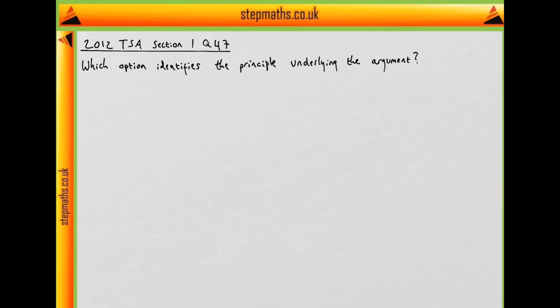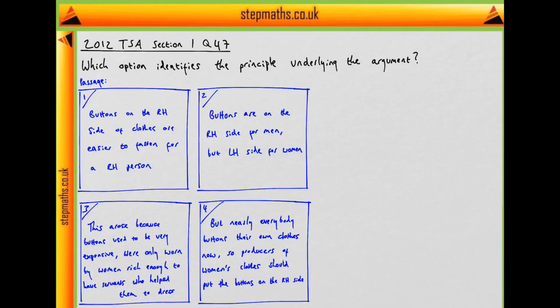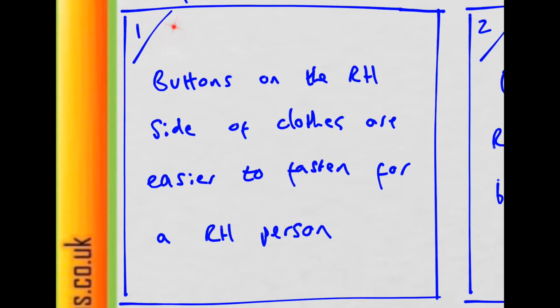This video is on question 47 of the 2012 TSA, and here we're asked which option identifies the principle underlying the argument. And this is the passage that we're given. So in sentence 1 of the passage, we're told that buttons on the right-hand side of clothes are easier to fasten and unfasten for a right-handed person than they are for a left-handed person.